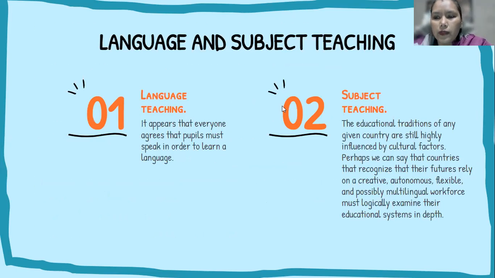Now, I am going to explain the most important thing for me that I could read in chapter number 5 about language and subject teaching. The number 1 is language teaching. In this part, it appears that everyone agrees that pupils must speak in order to learn a language. And the number 2 is the subject teaching. The educational tradition of any given country is still highly influenced by cultural factors.